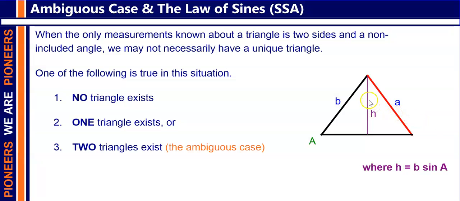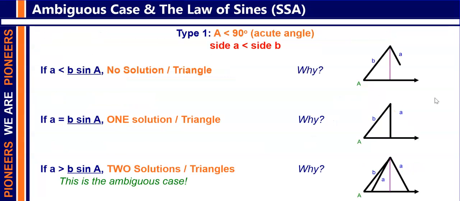Now another important piece of information to note is the height of the triangle. In other words, the shortest distance from the top of the triangle to the opposite side. And we represent that by h, but h can be represented by b sin A with the given information, so that we can use the numbers given to us to find the height of a triangle.